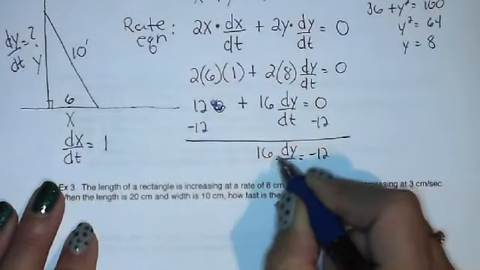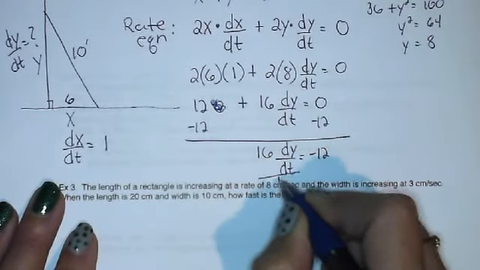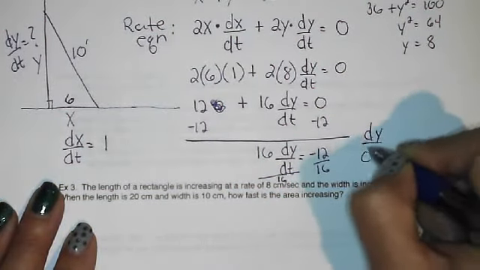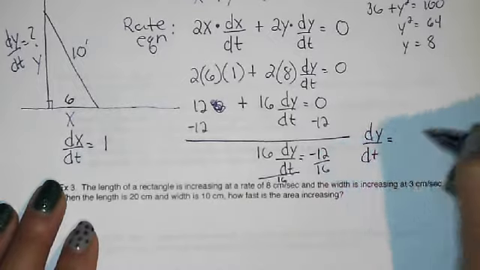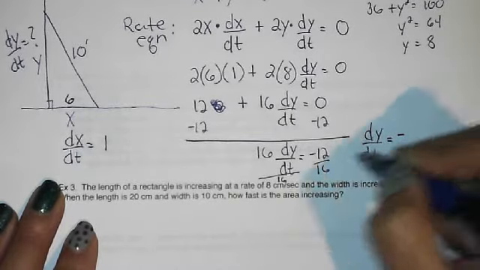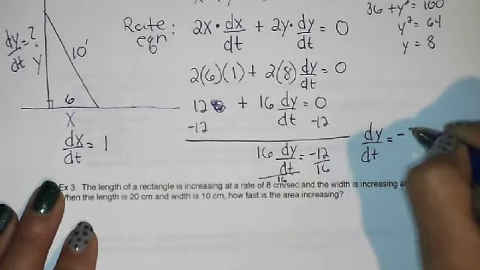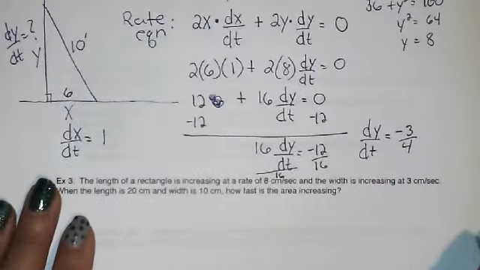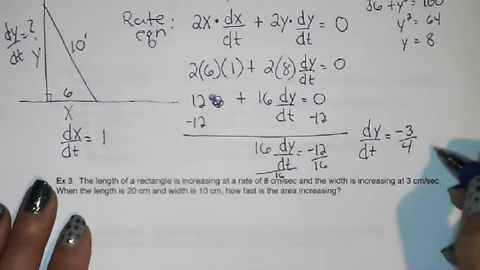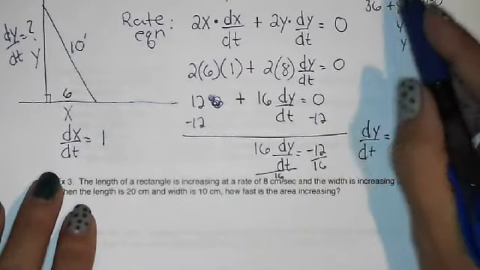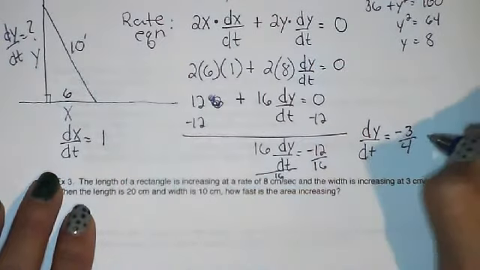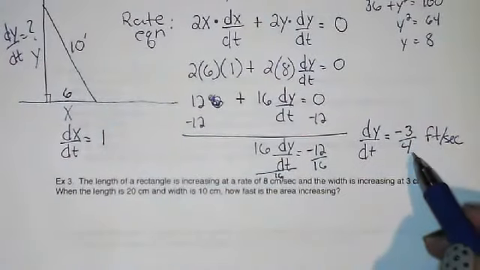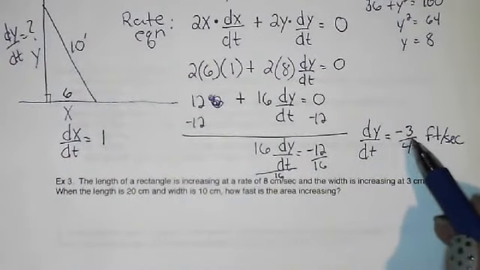16 dy/dt equals negative 12. All I've got to do now is divide by 16 because it's being multiplied here. dy/dt equals negative, let's see, 3 goes into there 4 times. No, 4 goes into there 3 times. Negative 3/4, and I've got to put a label on here. It's whatever the units are per time, and these were in feet per second.